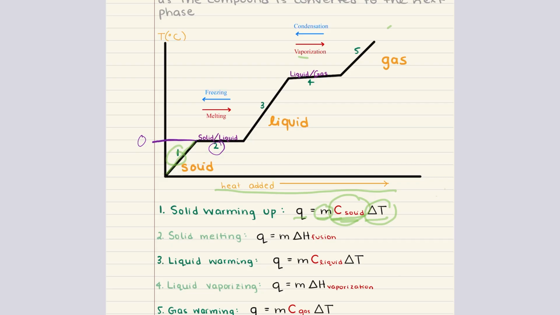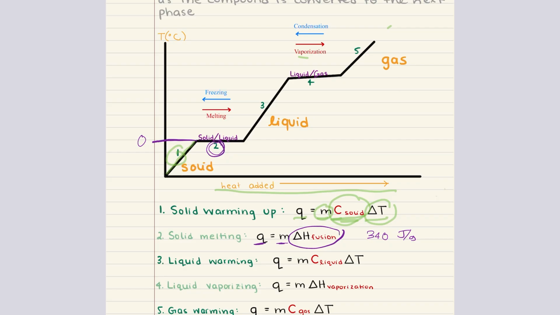So that means our equation to calculate heat is going to look a little different. For segment 2, Q is equal to mass multiplied by the enthalpy of fusion. This is the heat required to convert 1 gram of solid into liquid at constant temperature. For ice to water conversion, the enthalpy of fusion is equal to 340 joules per gram.